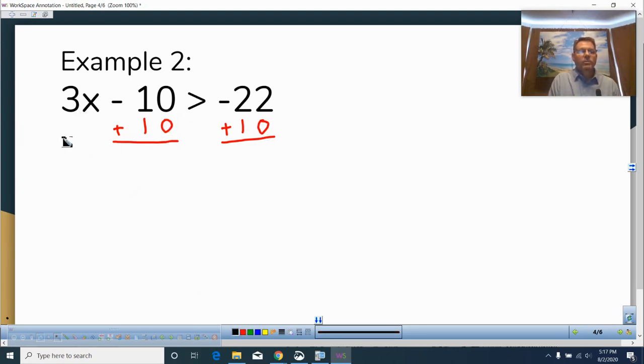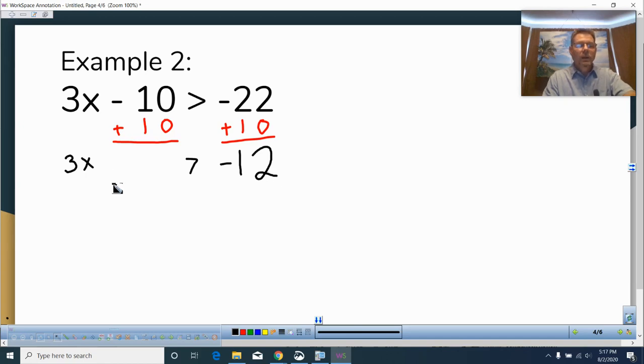So let's bring down our 3x. And then our -10s, they do cancel. That's a really important thing to double check. And then we bring down the 7, and -22 plus 10 is going to give me -12.